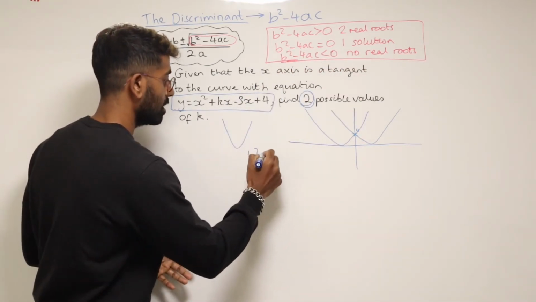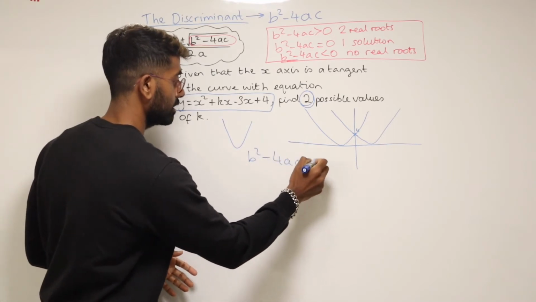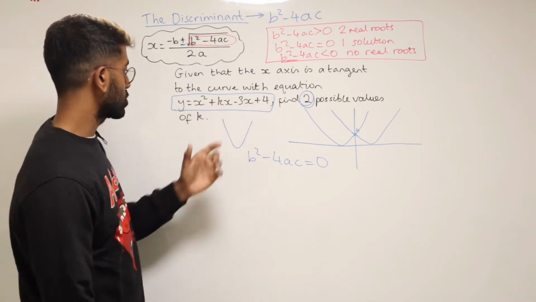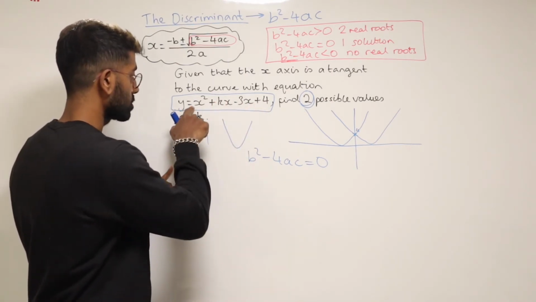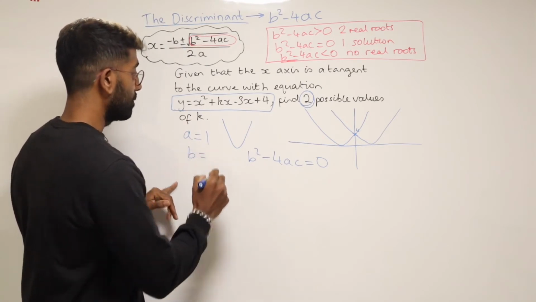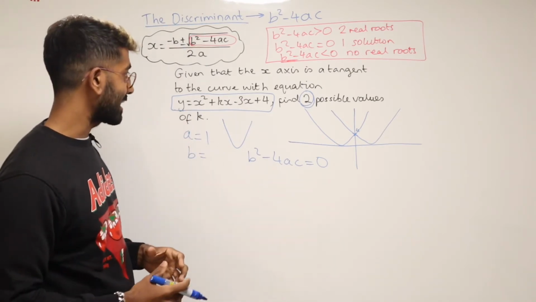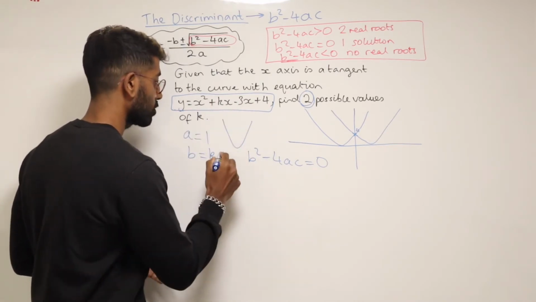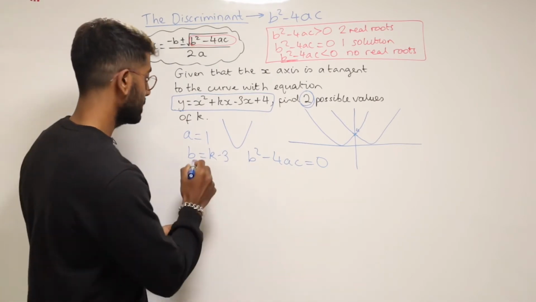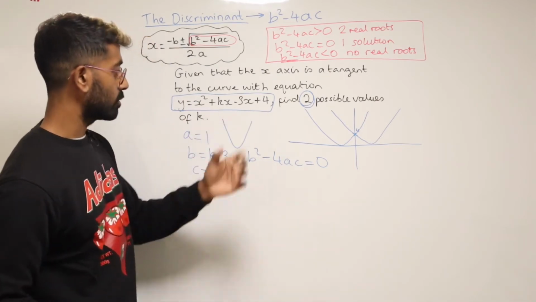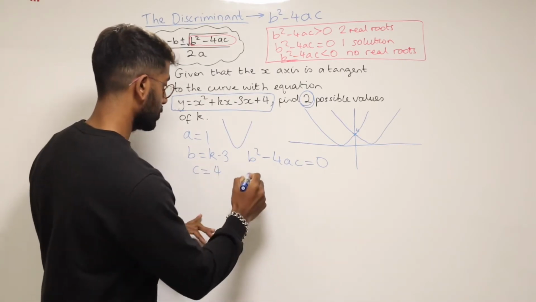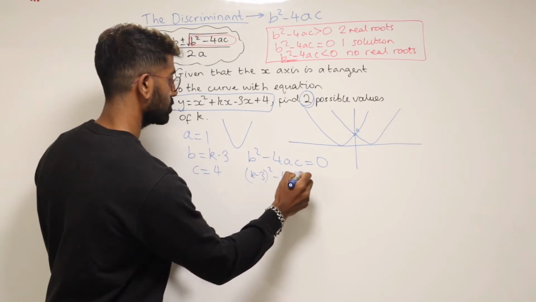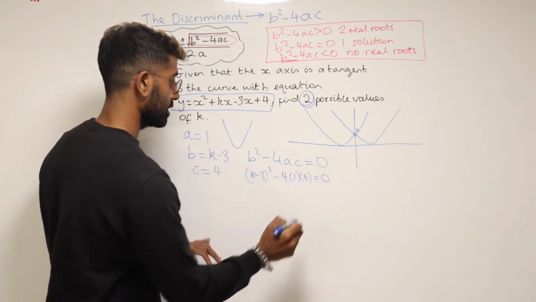And so what we've got to remember is that there is one solution. So we can start by saying b squared minus 4ac needs to equal 0. Now, for our equation, a is going to equal 1 because there's a 1 in front. B, remember, is the coefficient of the x terms. So we've got k, but we've also got a minus 3, so for b we'll have k minus 3. And for c, that's just the constant on the end, which is 4. So let's start filling this in. We'll have k minus 3 all squared, take away 4 lots of 1 times 4, and that's all got to equal 0.